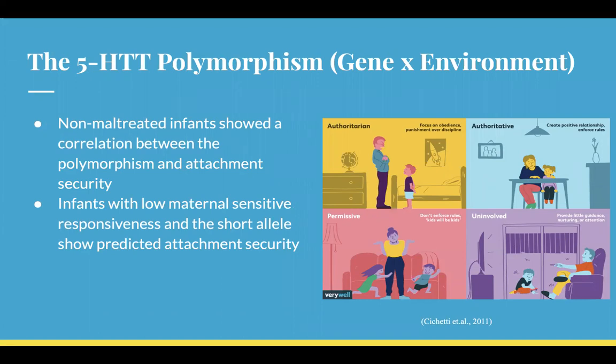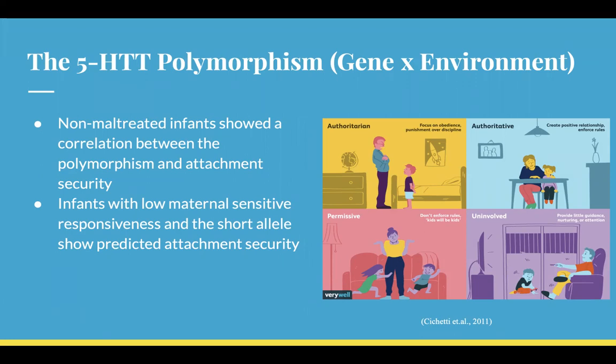So there was a study that did show that non-maltreated infants showed a correlation between the polymorphism and attachment security, which shows that if they didn't have the polymorphism, they did not have attachment security, but the maltreated infants that did have the polymorphism showed significant attachment insecurity. And then infants with low maternal sensitive responsiveness in the short allele show predicted attachment security.